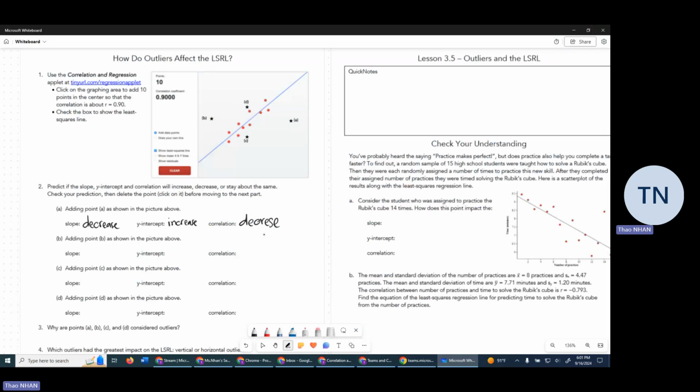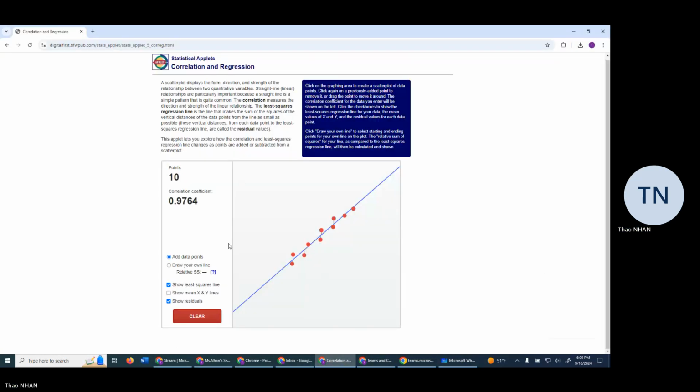Okay. So that's what happens if you add point A, a point that is way further away from all your points, and it's below the line. What happens if you were to add point B? So above the line, but still away from all your points. So if I were to add a point right here, again, same thing, your line tilts less, your y-intercept increases, and then your correlation will also decrease here, right?